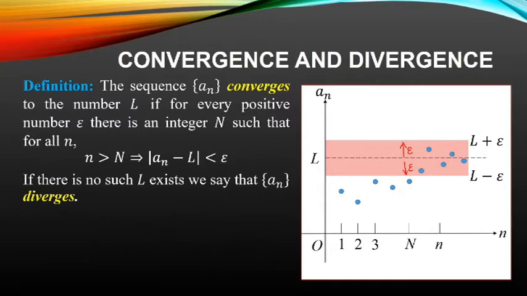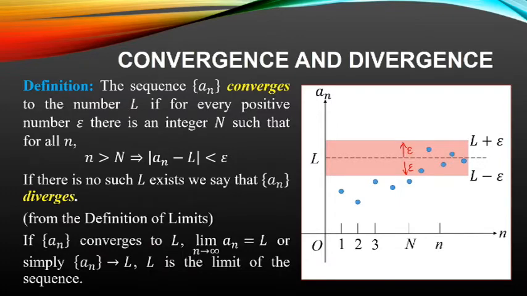So, if there is no such L exists, we say that a sub n diverges. So, meaning kapag hindi ka nakakita ng number na unti-unting lumalapit yung value ng a sub n, nagda-diverge yung iyong sequence na a sub n. So, from the definition of limits, if a sub n converges to L, the limit of a sub n as n approaches infinity is equal to L. Or simply, the sequence a sub n approaches L, and L is the limit of the sequence.